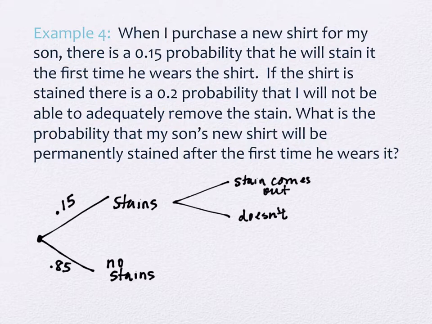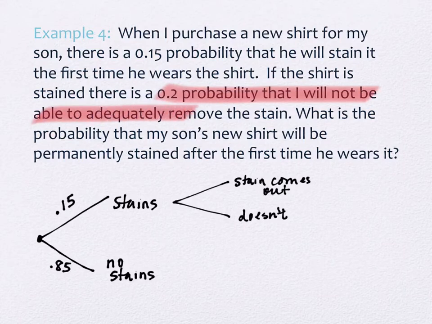Yeah, so we want to be careful. It actually says there's a 0.2 probability that I won't be able to remove the stain, so the stain doesn't come out. So this is the 0.2 down here. 0.2 probability that I cannot get the stain out of the shirt. So what's the probability that I do get the stain out of the shirt? Yeah, 0.8.